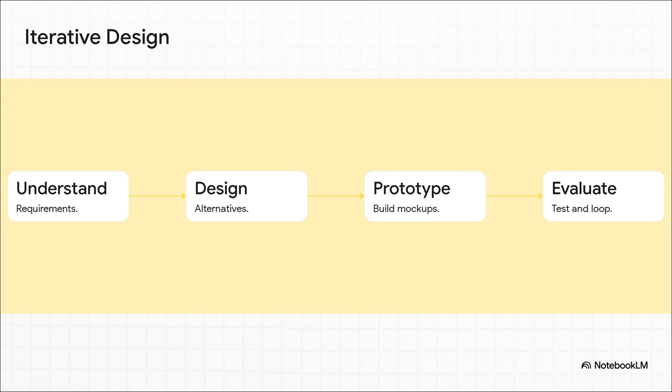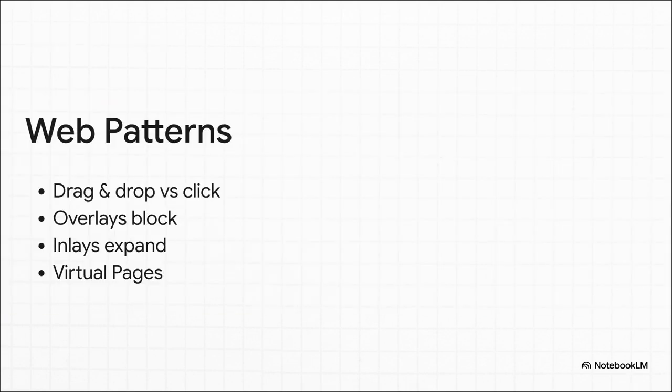Why? Because of the terrifying cost of change curve. Catching a flaw on a literal paper prototype costs you basically nothing. But trying to fix that exact same flaw after the code is fully deployed, that's going to cost you thousands of times more. Let's look at structural web patterns, because I guarantee this will be on the exam.